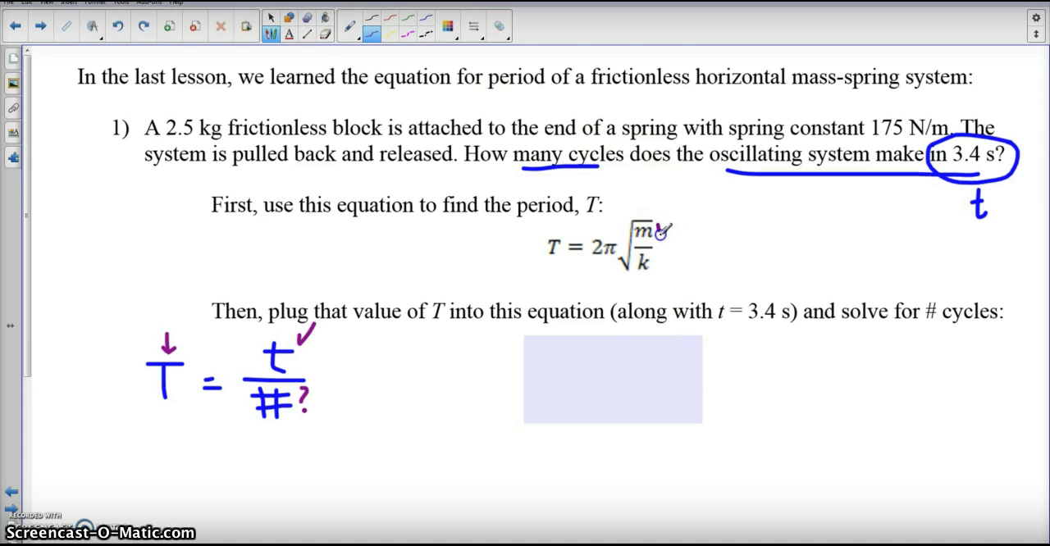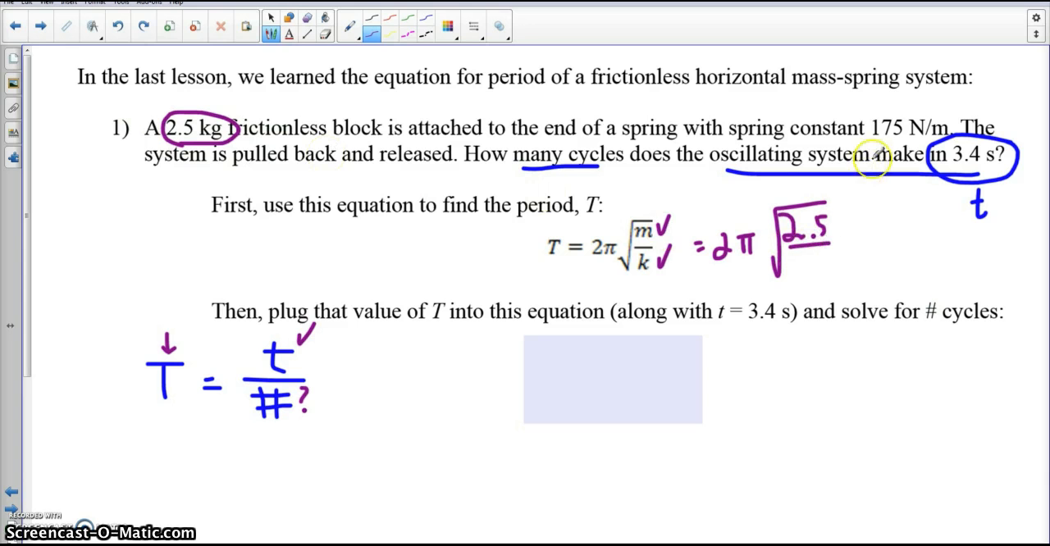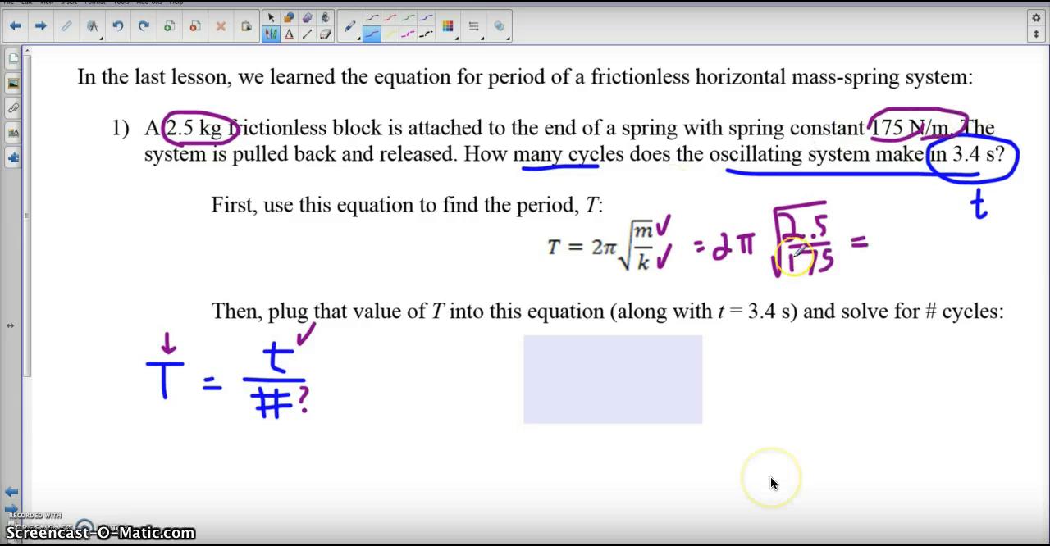Well, we use this equation for period. We know both the mass and the spring constant, so we can proceed by simply plugging in the values. 2.5 is the mass, the spring constant is 175, and we calculate this to get 0.75 seconds. So we plug it in down on this part, for the other equation. We know little t is 3.4, and we're looking for number.